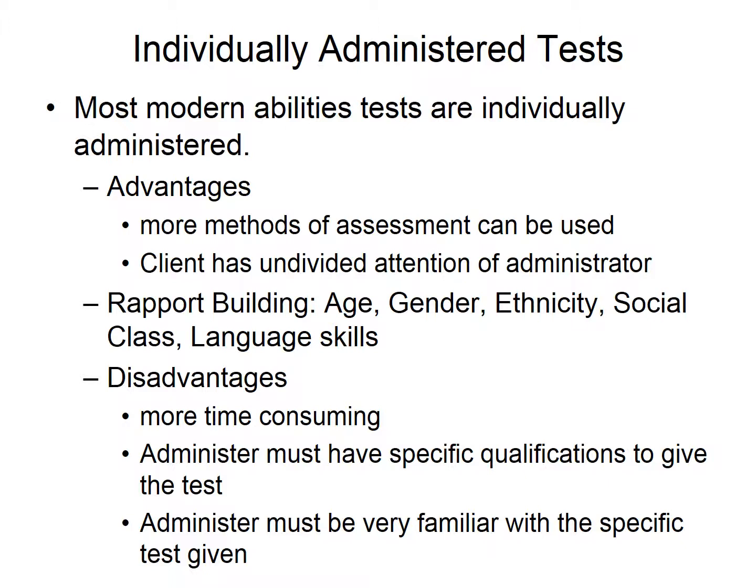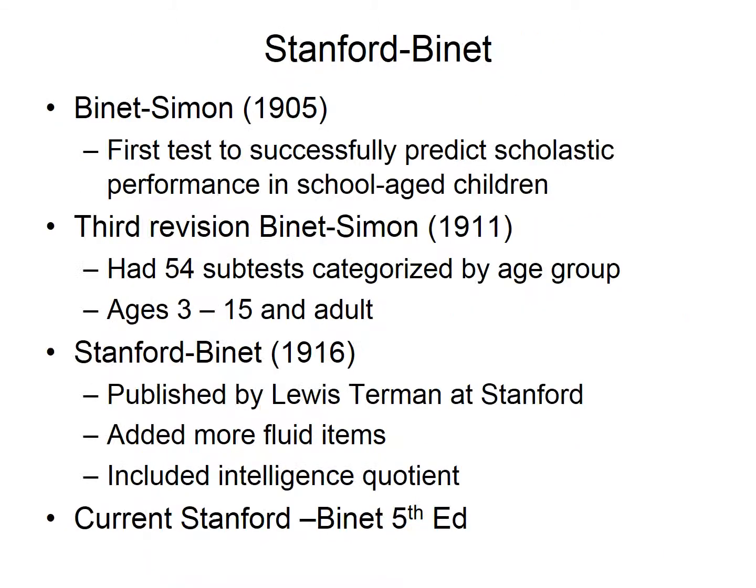But we also can use more methods to get a better, more holistic view of the construct of intelligence as we understand it from the models that we've talked about previously. So the first test we're going to talk about is that original test, the Stanford-Binet, created by Binet and Simon in 1905. If you'll remember, this was specifically designed to test the performance of school-age children in France. So it was the first test to successfully predict scholastic performance.